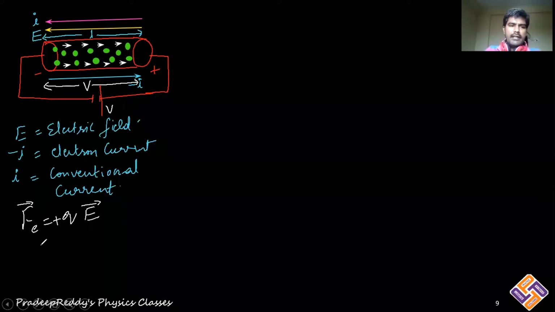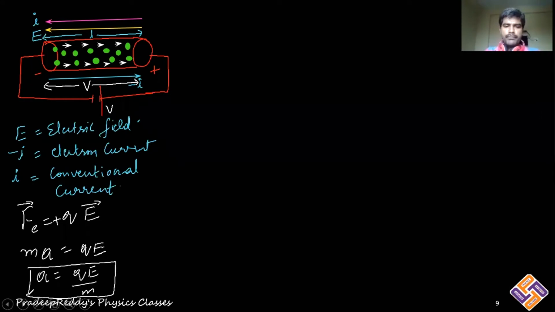Now what would happen? Fe, that means there is some force experienced by the charged particle, which gets accelerated. As a result, you can write mass into acceleration is equal to Q into E. Now from here, acceleration a is equal to QE divided by m. This is what we have already learnt in electrostatics.